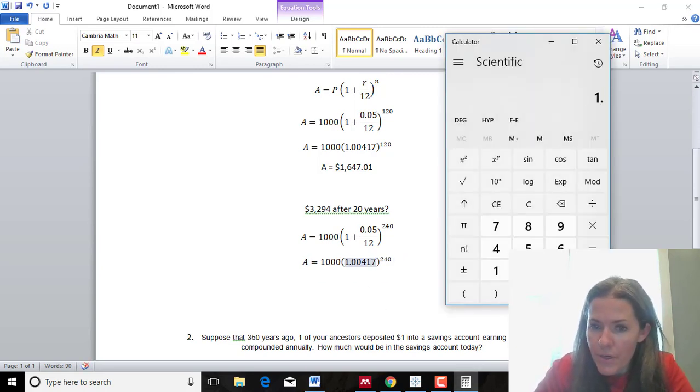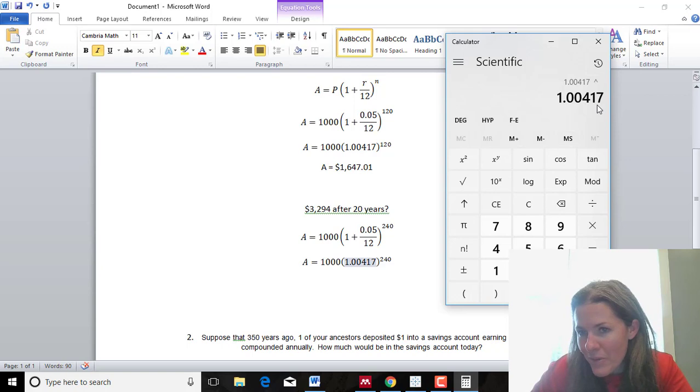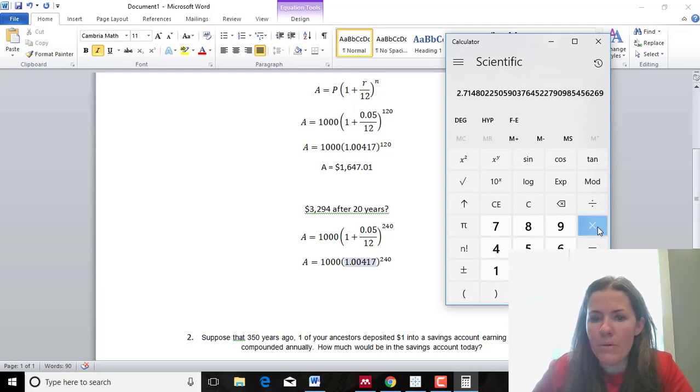Right? So I'm going to put them in my good old calculator. 1.00417 to the... Did you hear me pause? I always make sure I put in the right number. I feel like sometimes students just fly through these problems. You got to make sure you put in the right number. So I raise it to the 240th power, and then I multiply that by 1,000. And what do I get?